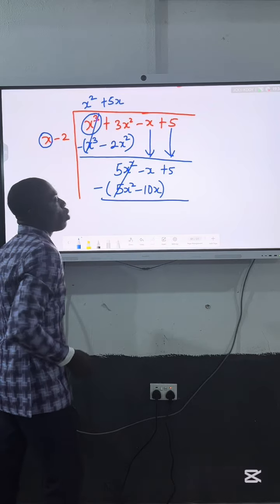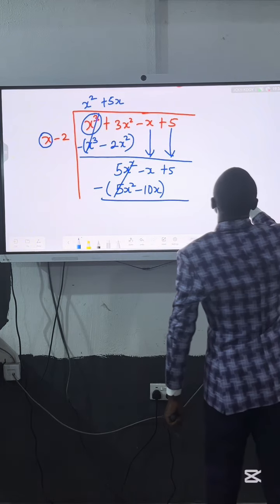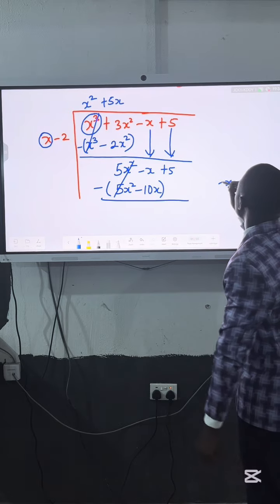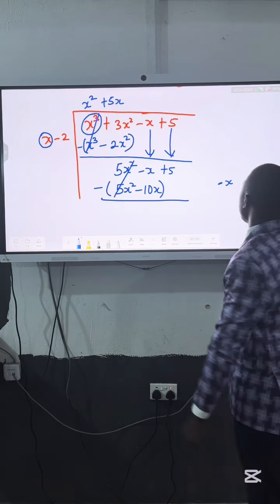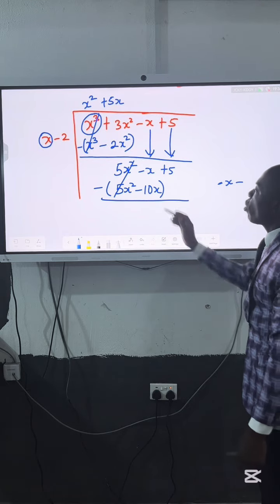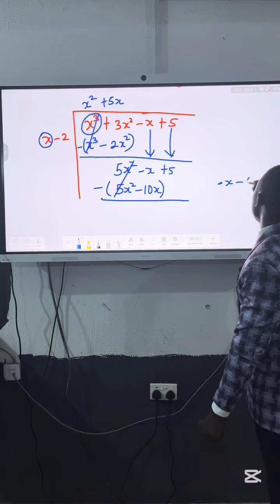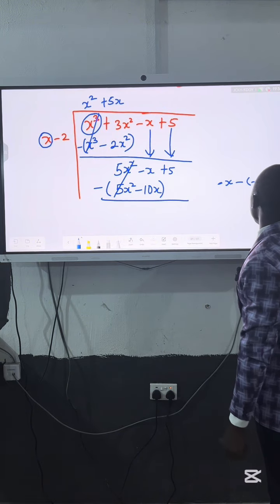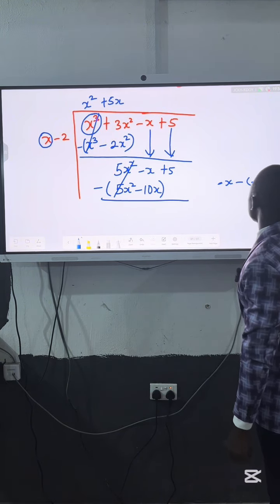Now, you move on. What you have next is negative x, this one. Then the general minus here, you fix it. Now, what you want to subtract has another minus. So you put it this way: minus 10, minus 10x.